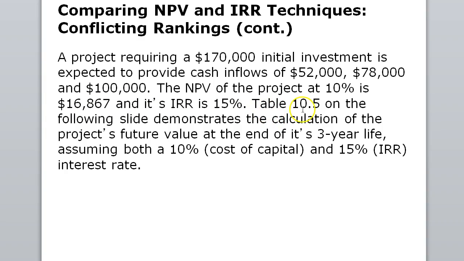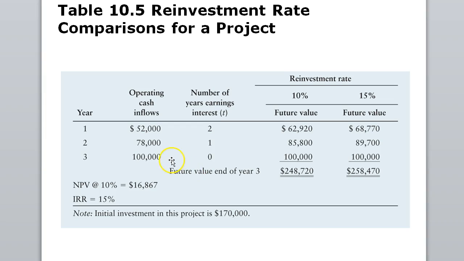So when we look at table 10.5 on the following slide, it's going to demonstrate the calculation of the project's future value at the end of its third year of life, assuming both a 10% cost of capital and a 15% interest rate. If we look at these three cash flows, now the amount of years earning interest: in year one, we have 2 years earned interest. So in the future value, where we escalate the cash flows by 10%, the future value is only $248. But if we're escalating at the internal rate of return, we get $258.